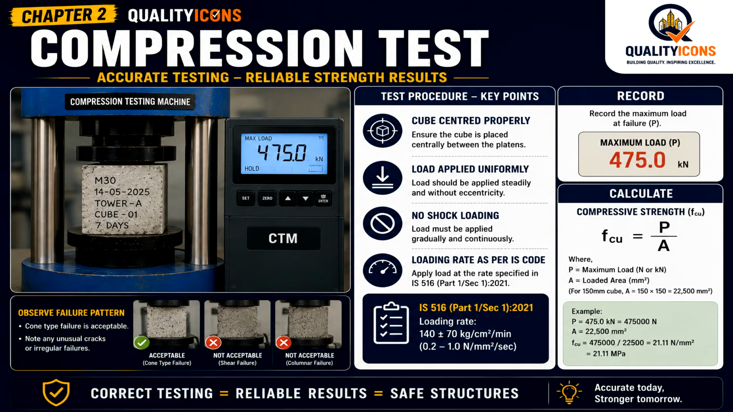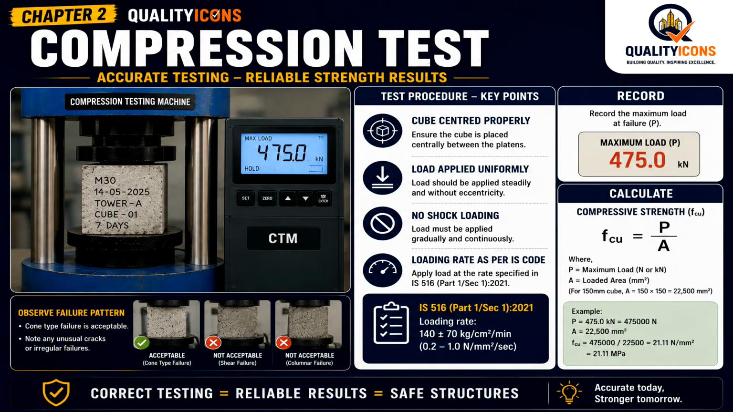Ensure that the cube is placed exactly at the center of the machine. Apply the load uniformly without any shock. Maintain the loading rate as specified in IS 516. Record the maximum load at failure. Calculate compressive strength by dividing the maximum load by the loaded area. Accurate testing provides reliable strength values.